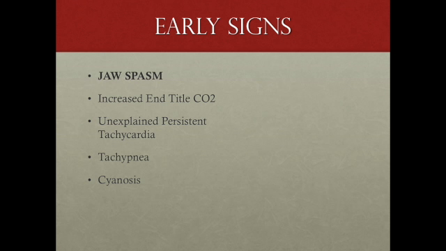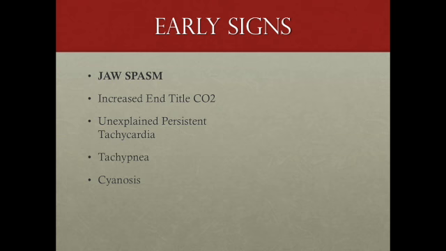Alright, so here, early signs include jaw spasms, increased end-tidal CO2, that's a hot one, you may want to remember that for your exam, unexplained persistent tachycardia, tachypnea, and of course, cyanosis. There's some literature that differs in some of these with regards to what are early signs and what are late signs. However, if you keep increased end-tidal CO2, you should be pretty good with regards to what early signs are, what to look out for during this crisis.